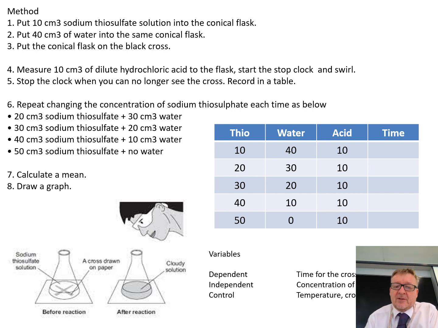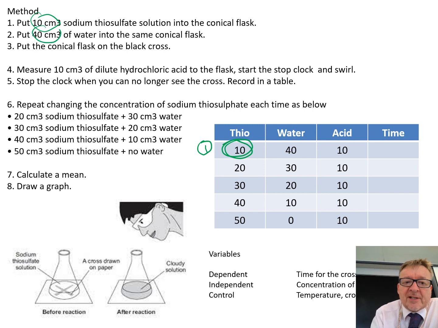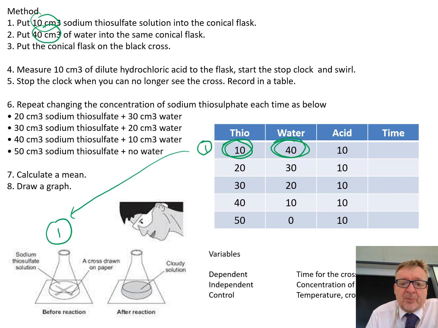Now, the method. I'm just going to go through the method. There are a few practicals here, and what you've got to do is get exactly the right quantities each time to make the practical work. Put 10 centimetres cubed of sodium thiosulfate in the conical flask. This here on this table is experiment number one: 10 centimetres cubed of sodium thiosulfate. Put 40 centimetres cubed of water into the same conical flask. So we've got experiment number one, with 10 of thiosulfate and 40 of water. Put the flask on the black cross, and then you're ready for your experiment to start.